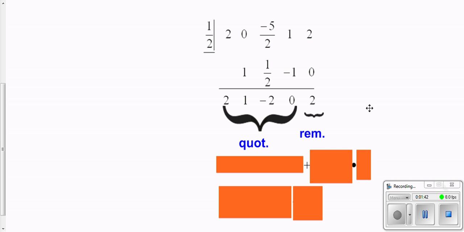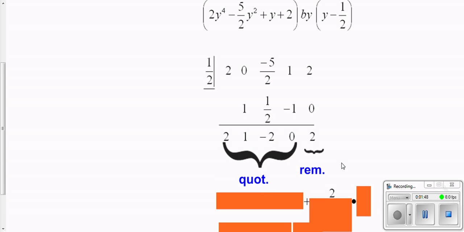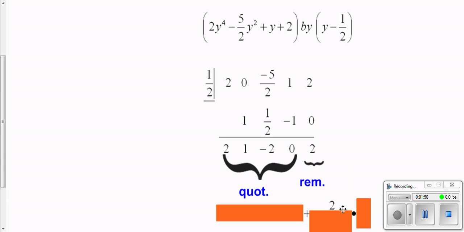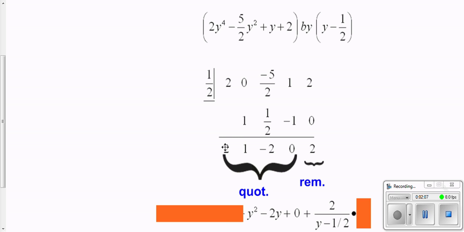So we have our remainder that we put over our divisor, which once again was this right here. And then this is our normal number, which would be 0, plus this was what goes in front of our y to the first. And this is our y squared. And then this is our y cubed.